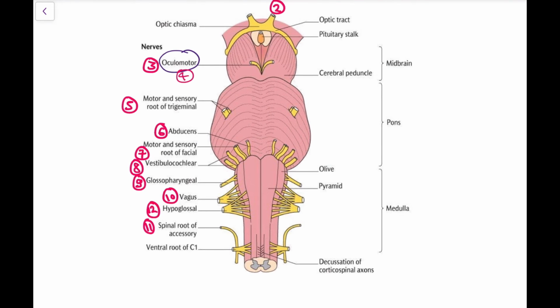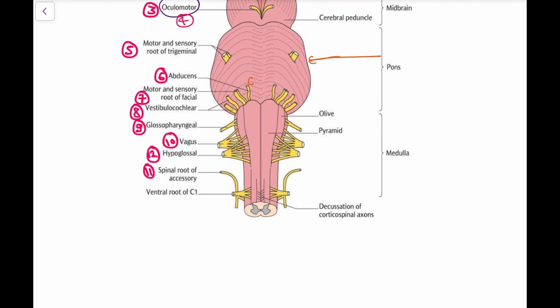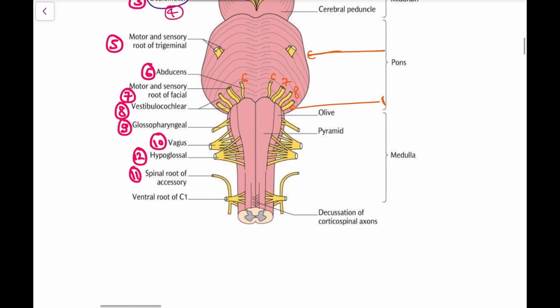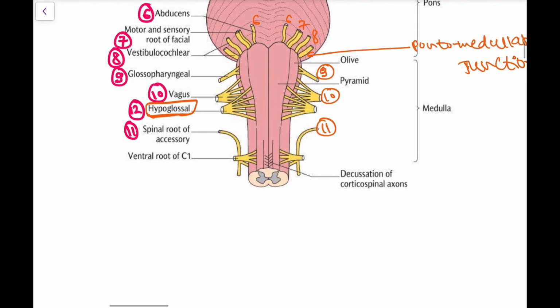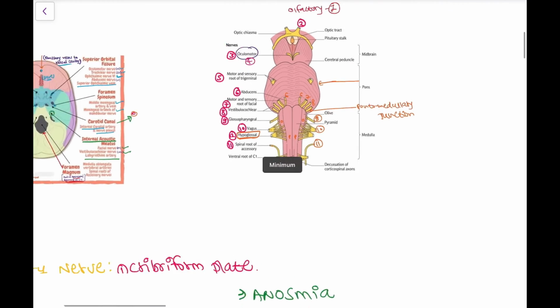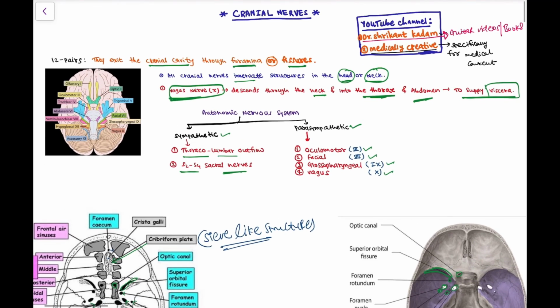Now the fifth one is from the pons. Then the 6th, 7th and 8th arise from the pontomedullary junction. Then this central one is the pyramid, and this one is the olive. The 9th, 10th and 11th originate behind the olive, and the 12th originates anterior to the olive. So this is all about the cranial nerves and the skull foramina.